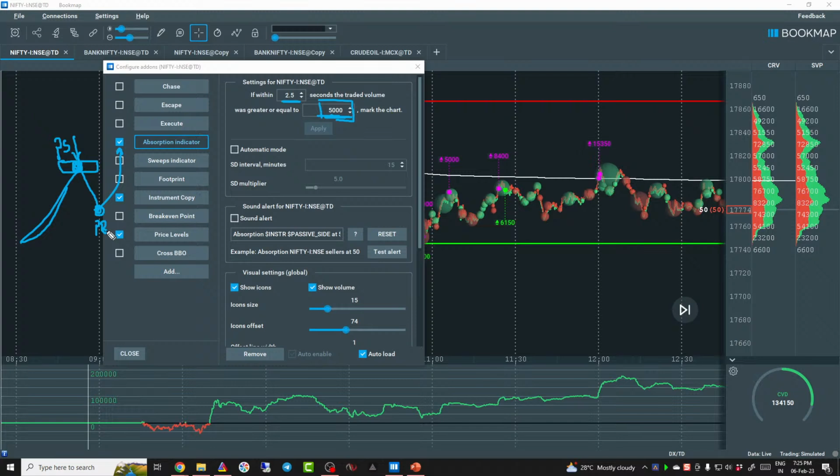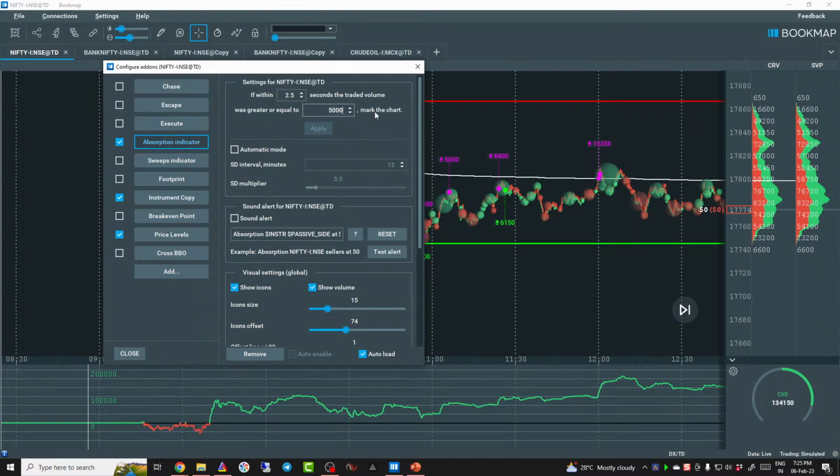Perhaps it will help us to identify the prominent swing highs and swing lows. That is one of the use cases, and we can also utilize the absorption indicator to trail our stop loss or use it for entry. So if this is clear to you, then we can move on to how we use the absorption indicator.